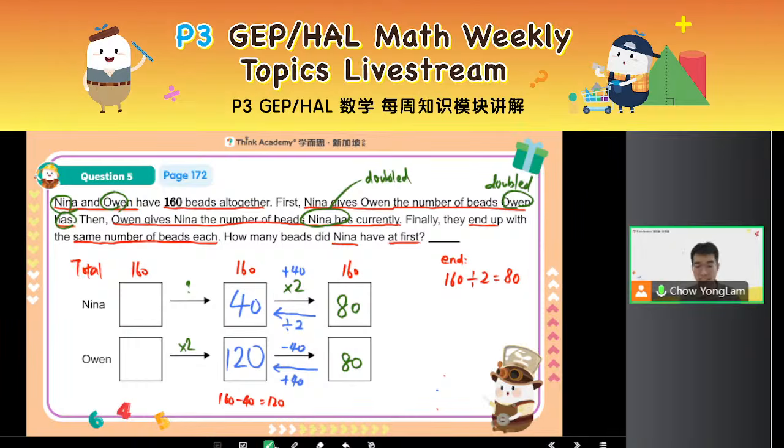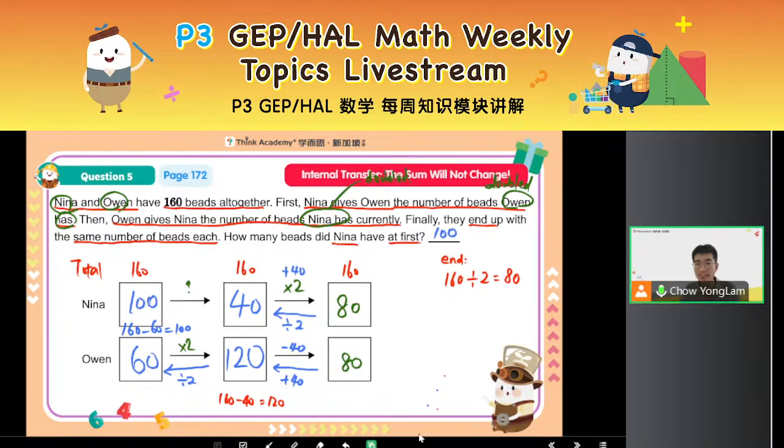Now let's reverse one more step. Here, Nina has 40 and Owen has 120. We still need to reverse one more time, right? Some of you have given me the answer. Very good. Your answer is correct. 120, go back here, divide by 2. So you have 60 at first. Owen has 60. You also know the total is 160. So how do you find Nina's number here? The total is 160. Owen already has 60. So then Nina's number is 160 minus 60 equals 100. So that means Nina has 100 beats at first. All right, so here's the moral of the story.